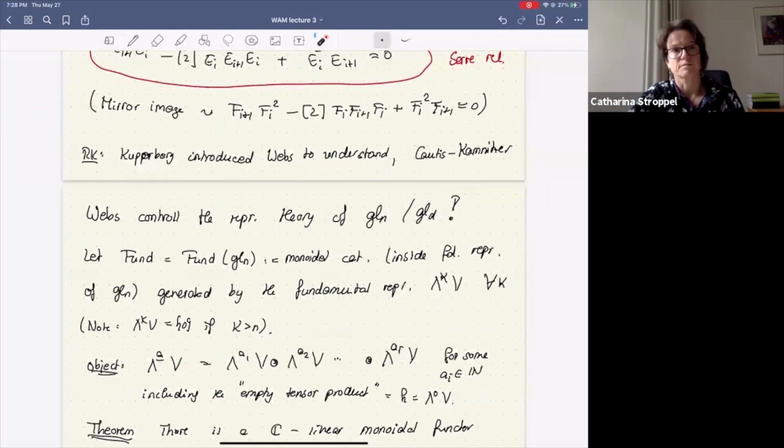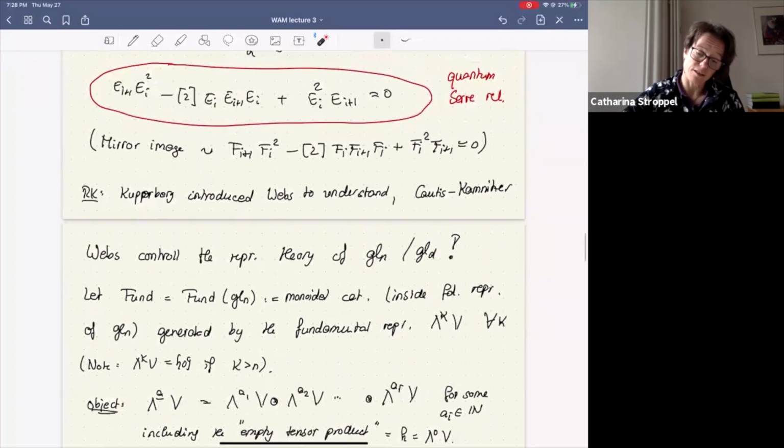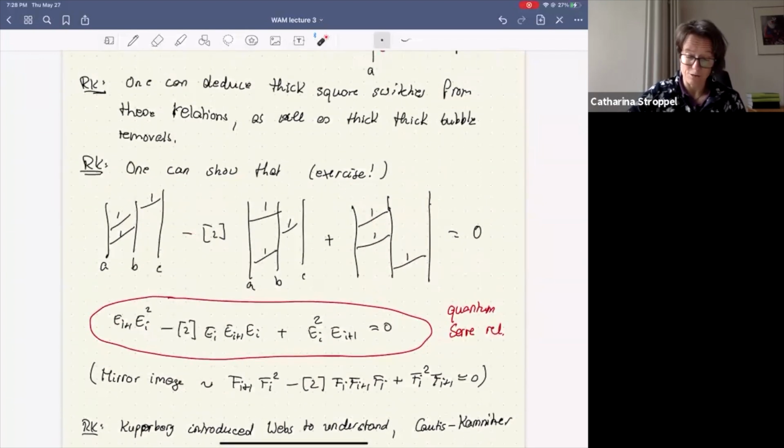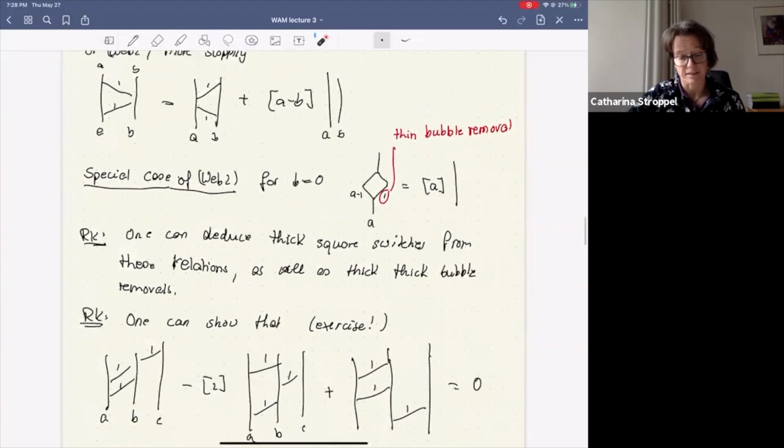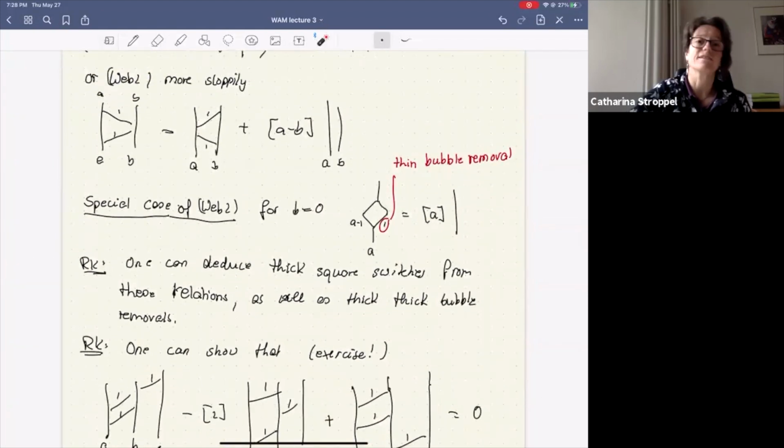Otherwise, it's too difficult. But on the other hand, one tries to understand positive characteristic by using these web categories and understanding the decomposition numbers. But I think it's far away from really having concrete results.